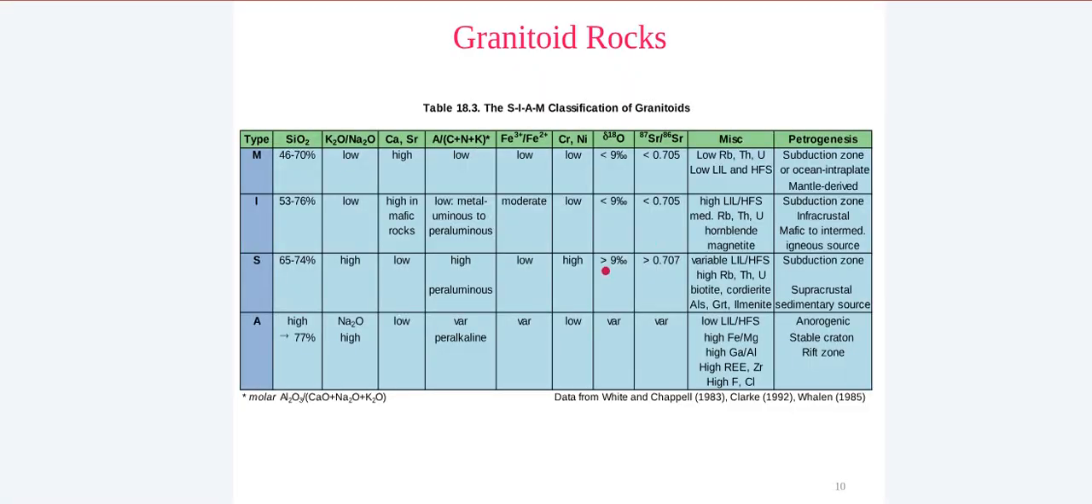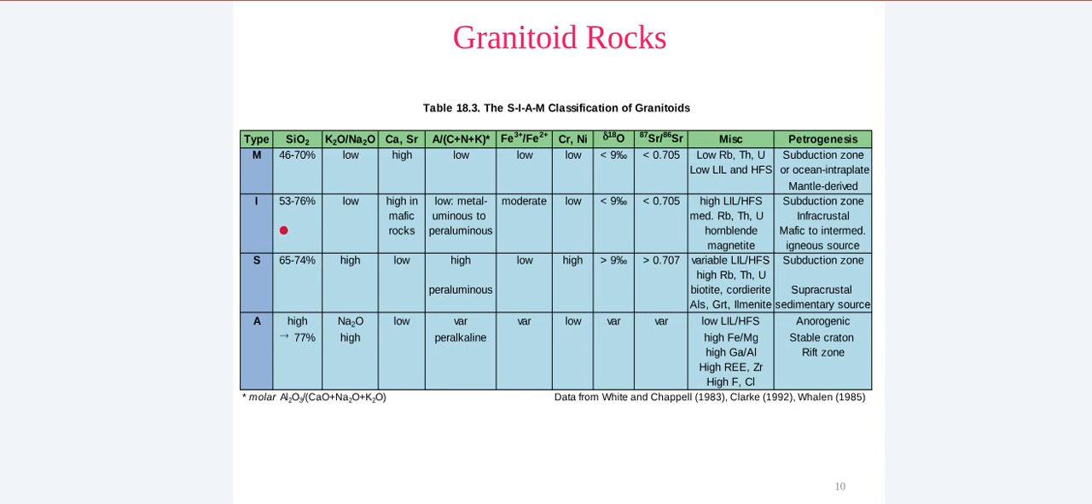So, okay, moving to the S-I-A-M classification of granites. In the S-I-A-M classification of granites, four types of granitoid have been classified: S type, I type, M type and A type. Okay, SIAM classification. So now the thing is we'll go one by one. Okay, I type, first we'll take I types.